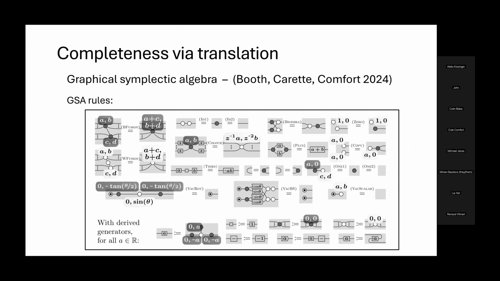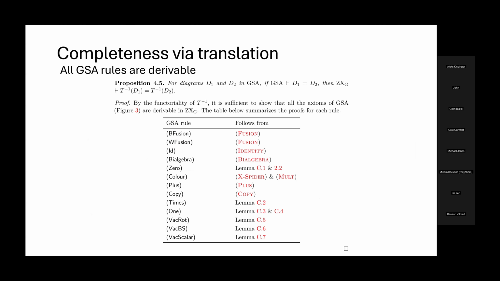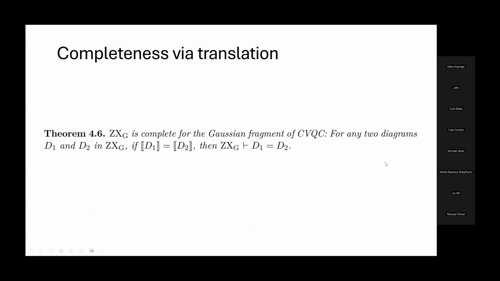Here are the rules of their calculus. The first thing we need to do is show that all the generators are translatable back and forth, so there's an invertible translation between them, which is quite straightforward. We also need to show that all of the rules in their calculus are derivable using our rules, which is what this proposition is proving. There are some more technicalities about how you can make the semantics work, but I won't go into that right now. Okay, and with that we get the completeness for the Gaussian fragment.